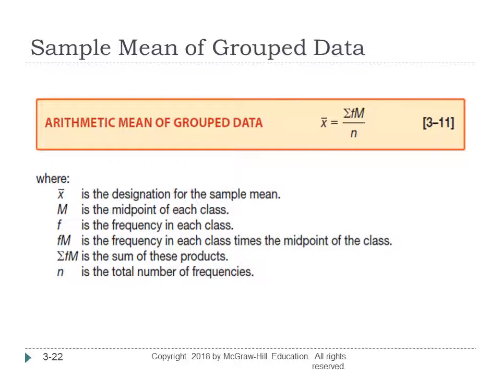Your grouped data is normally listed in a table, so you can do the calculation you need: the midpoint for each class, and then apply this formula to calculate the mean. We will do an example where the mean is calculated for grouped data, and also we'll see how to calculate the variance and the standard deviation for grouped data.